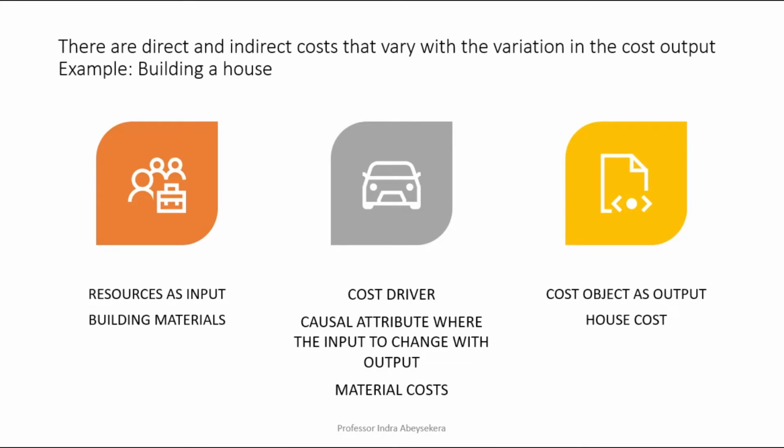There are direct and indirect costs that vary with the variation in the cost output. For example, building a house. There are resources as inputs, which are building materials, and the cost object as output is the house cost. Now, some of these building materials may be indirect costs, and we have to assign these indirect costs to the cost object, the house, to allocate using a rule. We must then find how this building material cost is driven to build the house. How is the housing cost determined using building materials?